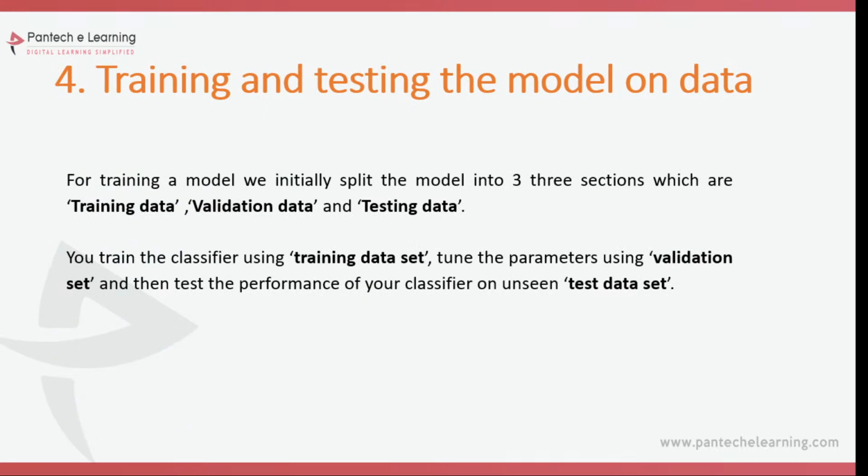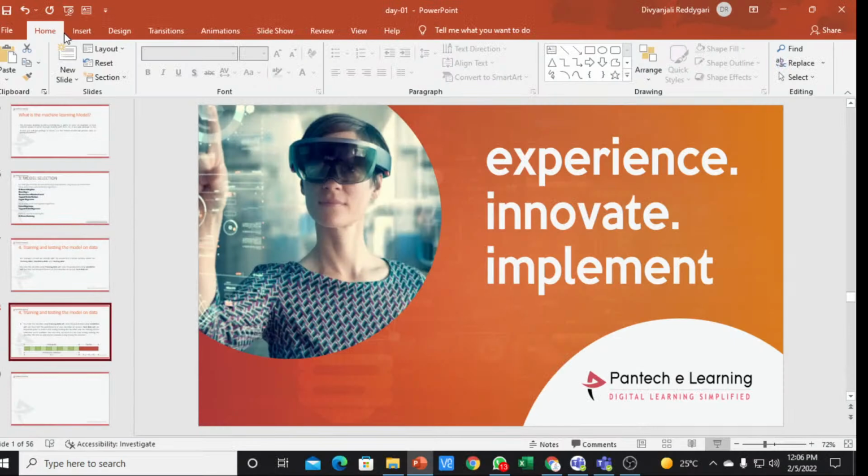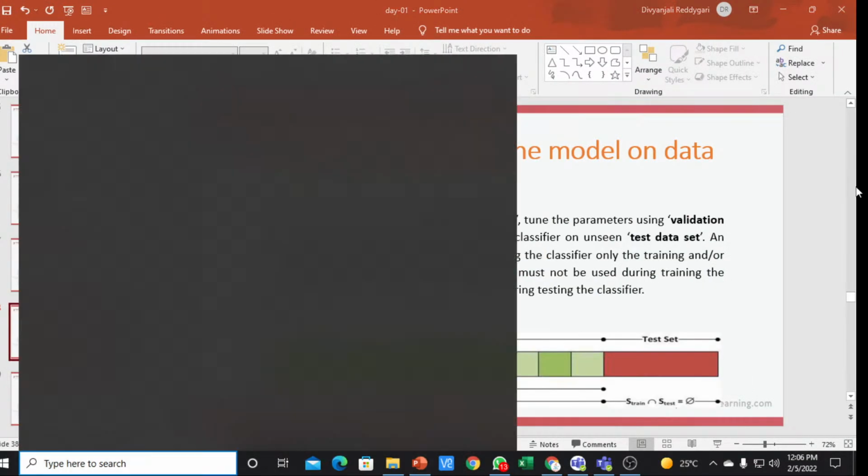Fine. Training and testing the model on data. For training a model, we initially split the data into three categories, which are training data, validation data, and testing data. You train the classifier using the training data set, tune the parameters using the validation set, and then test the performance of your classifier on an unseen test data set. Fine. To make you clearly understand this training and testing, let me show you an example.